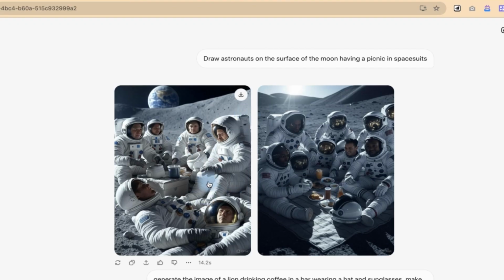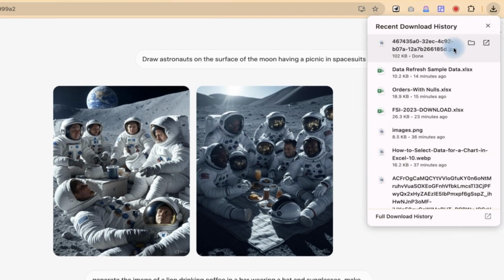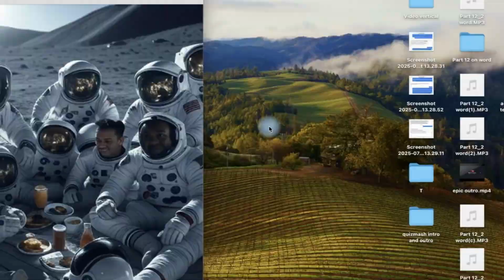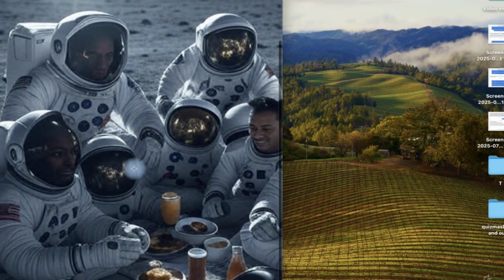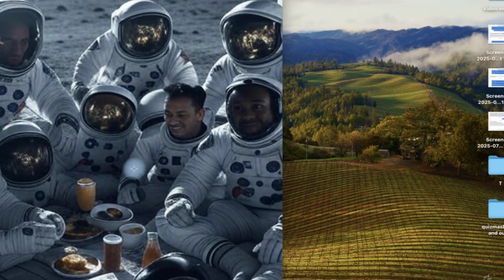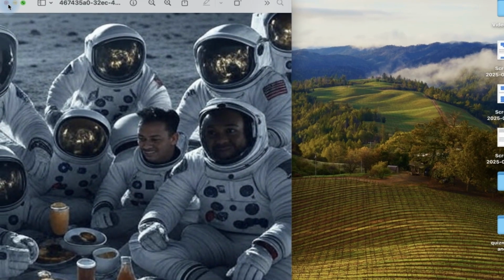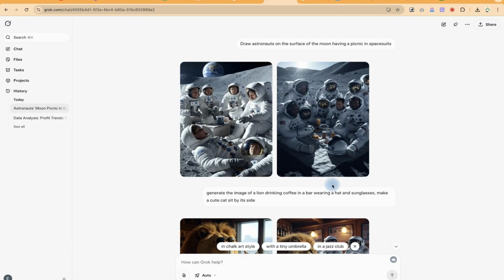They are truly having a picnic in space, and take a look at the suits they are wearing, all of them. It's very, very clear, and you can download any of them directly very easily, and you can see it over here. It's been downloaded for you to use. Take a look at the quality and the clarity of the image, and they are really, really having a feast on the moon. So this is the first attempt.